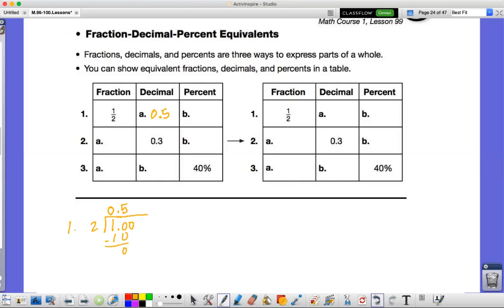As a percent, all you have to do is multiply by 100%. Remember, we've done that before. And if you move the decimal over 2 places to the right, you get 50%.